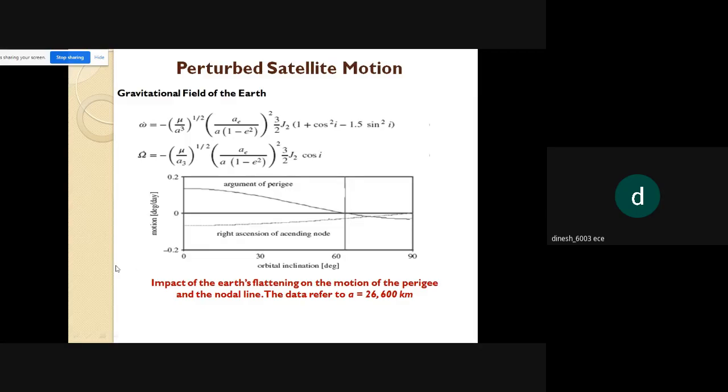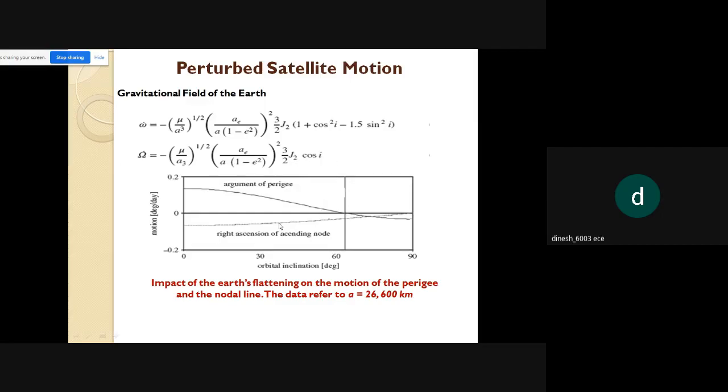We have another field component, omega, determined by minus mu by a cube square root of that, ae divided by a into 1 minus e square, the whole power square, 3 by 2 J2 into 1 plus cos square I minus 1 minus 1.5 sine square I, and omega can be obtained by minus mu divided by a cube, 1 by 2 ae divided by a into 1 minus e square, the whole square, 3 by 2 J2 cos I.